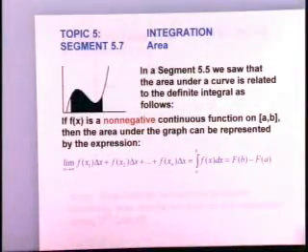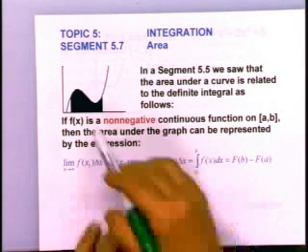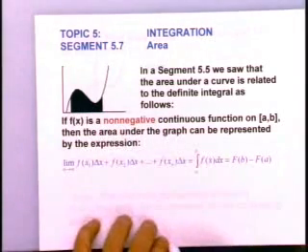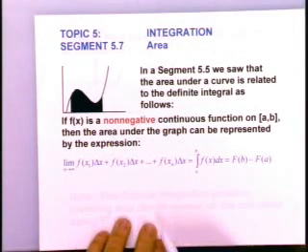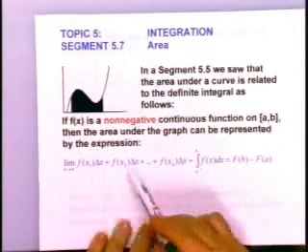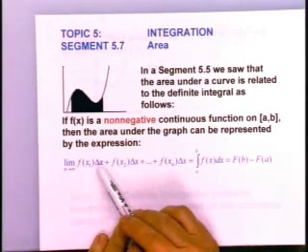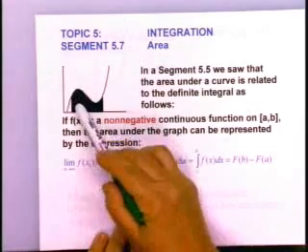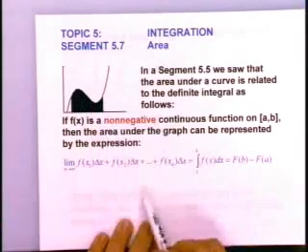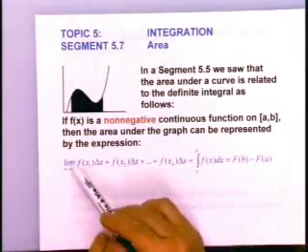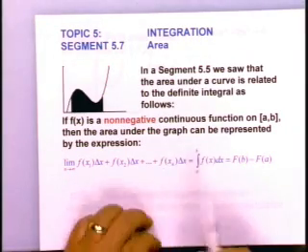In segment 5.5, we saw the area under a curve is related to the definite integral as follows. If f of x is a non-negative continuous function on the closed interval from a to b, then the area under the graph of this function can be represented by this expression, where each of these terms, f of x sub 1 delta x, represents the area of a rectangle that we would subdivide this interval into. And we would take the limit as the number of rectangles approaches infinity.